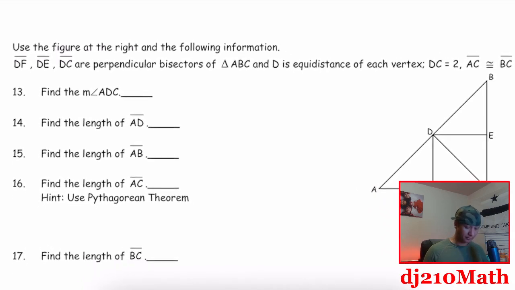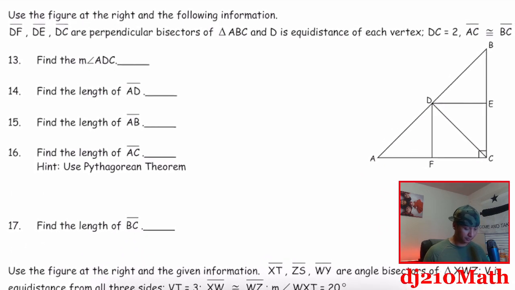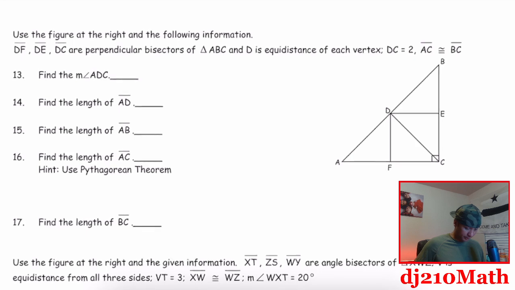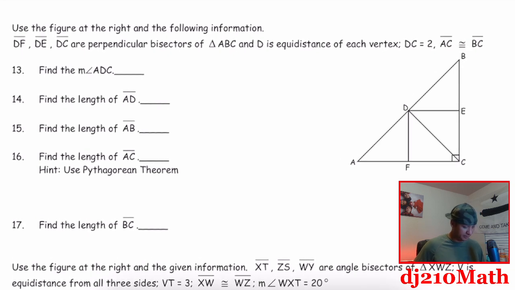All right, to the back, or page 2. We're going to use the figure to the right and the following information. Okay, let's see. What is it saying? DF, DE, DC are perpendicular bisectors of triangle ABC. And D is equidistant from each vertex.